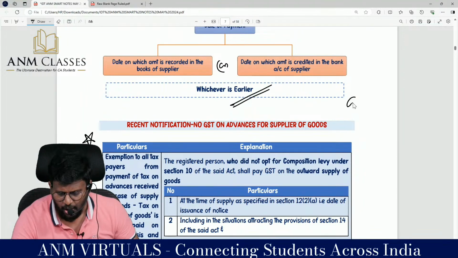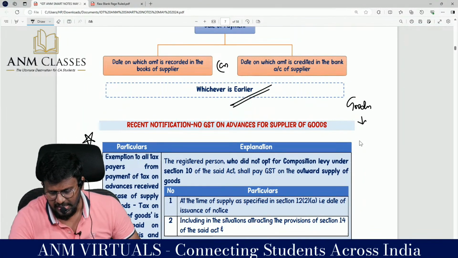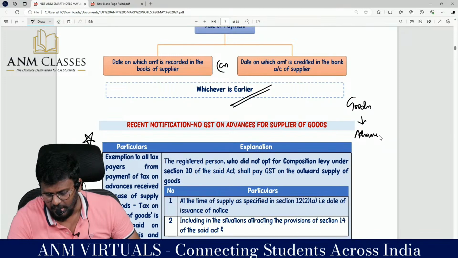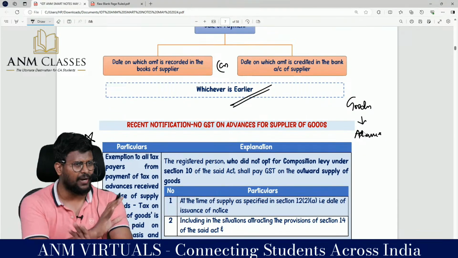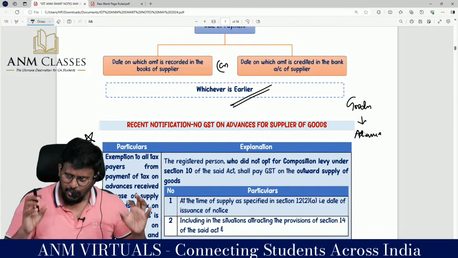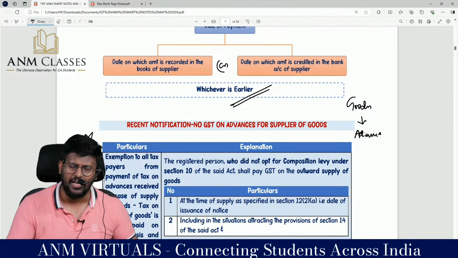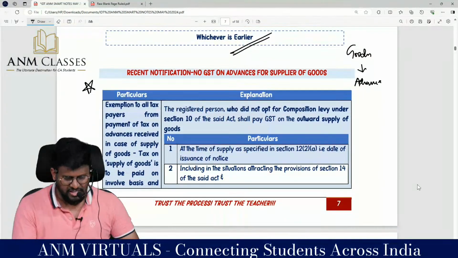Are you a supplier of goods, sir? Yes, sir. Sir, have you received an advance? Yes, sir. Date of invoice or date of payment, whichever is earlier, applies. That means when you raise the invoice, is it enough to pay the GST then?